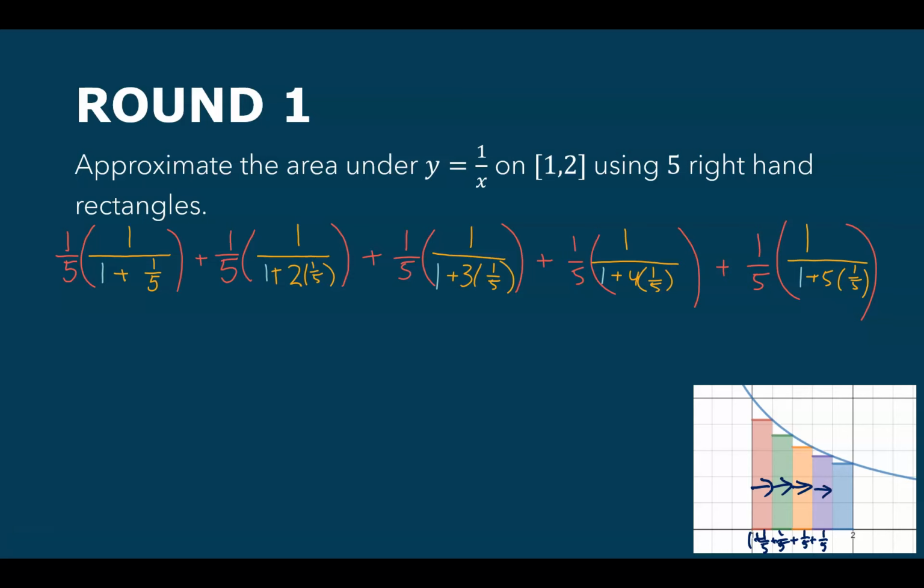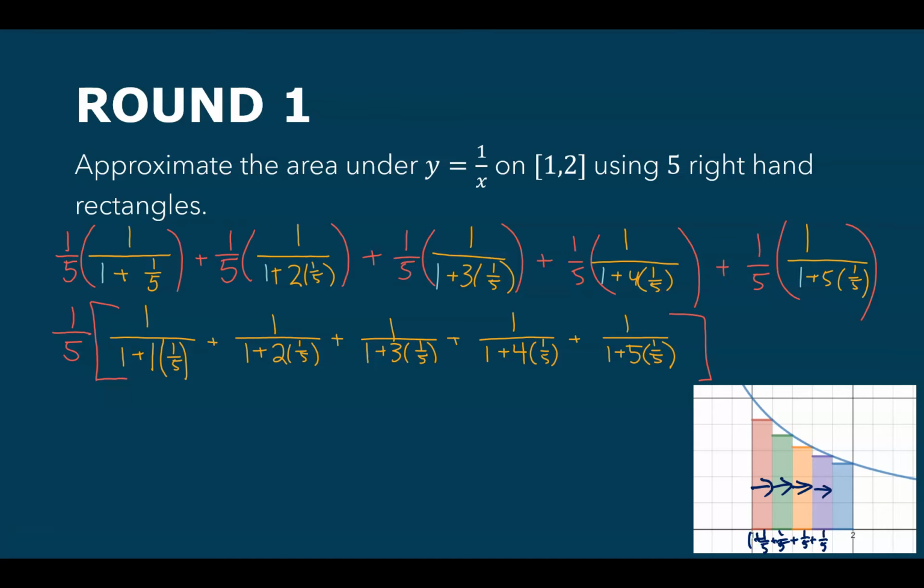Okay, so we probably don't want to write things out a whole bunch of times if we're going to be using 10, 100, 1,000 rectangles. So hopefully you noticed that that width of 1/5 is repeated over and over and over again. We might as well write that width out front. So we'll just write 1 over 5 out front. And then we will just recopy each of those: 1 over 1 plus 1/5, 1 over 1 plus 2/5, 1 over 1 plus 3/5, and so on down the line.